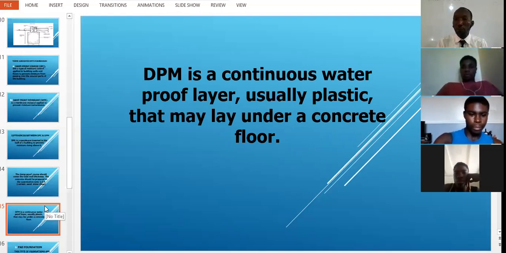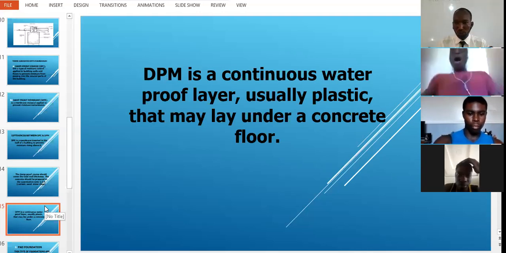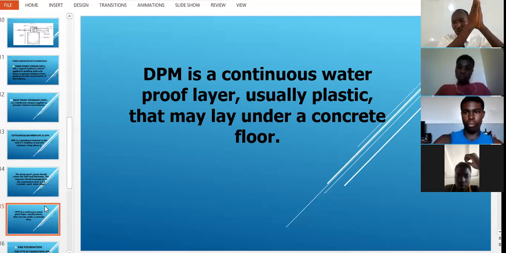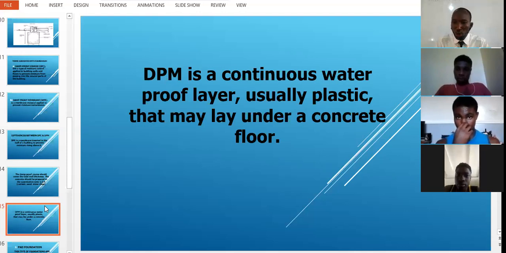DPC is damp-proof course. It has to do with the wall. DPM is damp-proof membrane. It has to do with the floor. And the two of them serve the same purpose, but in different places. The DPC prevents moisture from gaining access to the wall, while the DPM prevents moisture from gaining access to the floor.